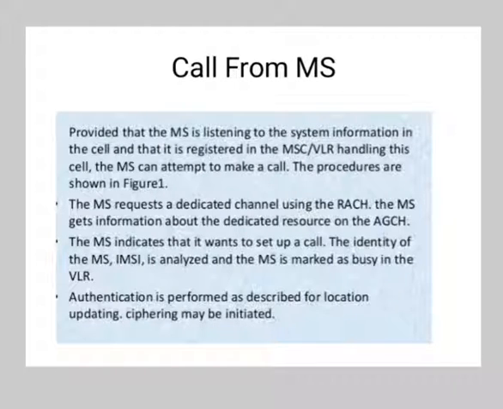Then the next is the call from the MS. Provided that the MS is listening to the system information in the cell and it is registered in the MSC or VLR handling this cell, the MS can attempt to make a call. The MS requests a dedicated channel through the RACH and gets information about the dedicated resource on the AGCH. The MS indicates that it wants to set up a call.